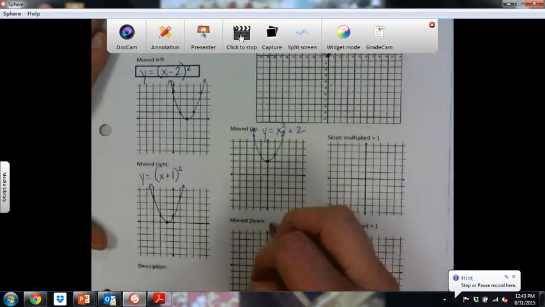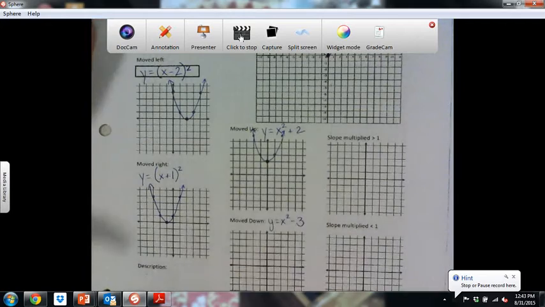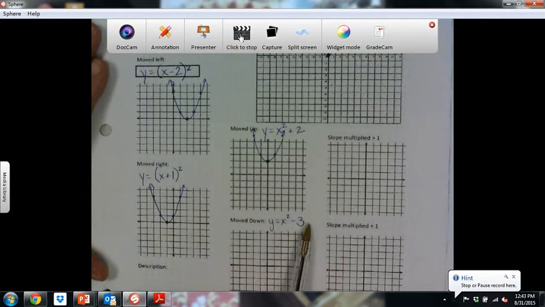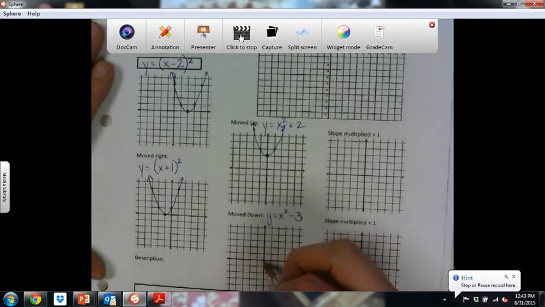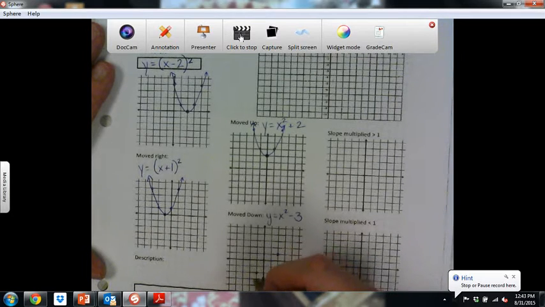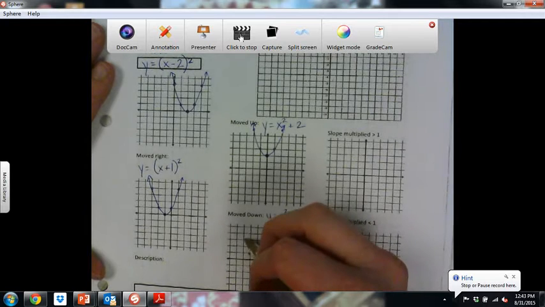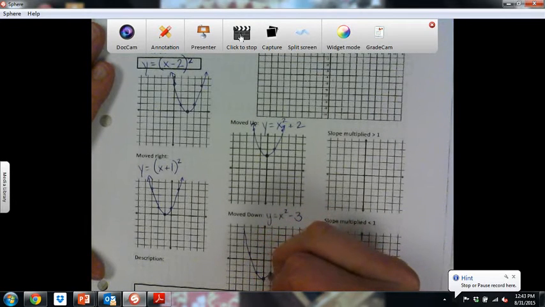And then to move down, I could say that y equals x squared minus 3. Again, the minus 3 is on the outside of the parentheses. It's not part of what's being squared, so it's a down. 1, 2, 3. Out 1, up 1. Out 2, up 4. And then my symmetrical points. Just move my parabola.